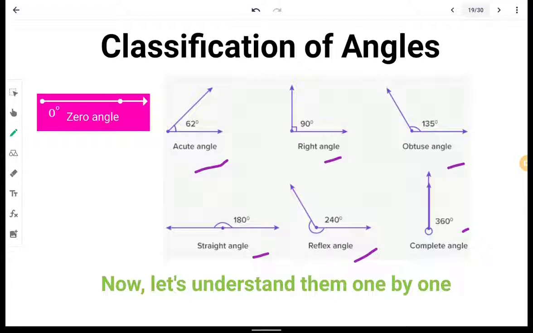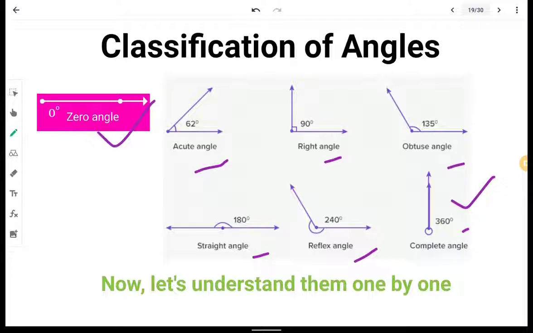You can tell one thing from these pictures: all the angles look different, right? But some of you will say, hey bro, the complete angle and the 0-degree angle look the same, because the 0-degree angle has two rays overlapping one another, and the complete angle also has two rays overlapping one another. So what's the difference?